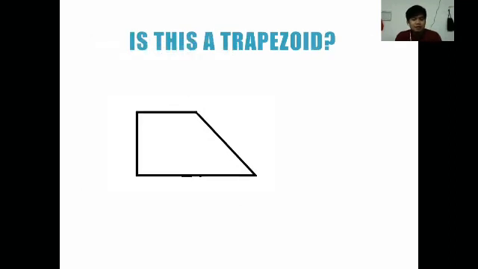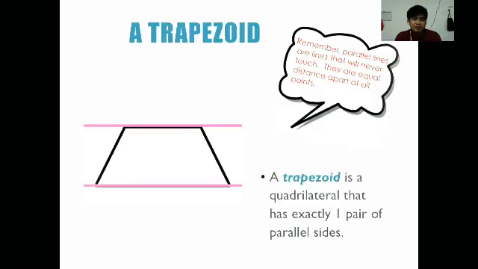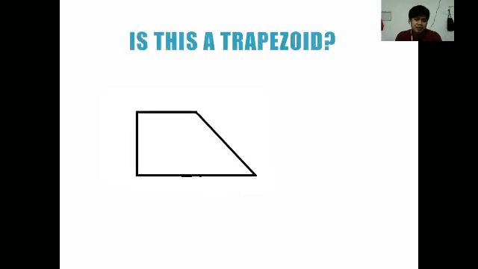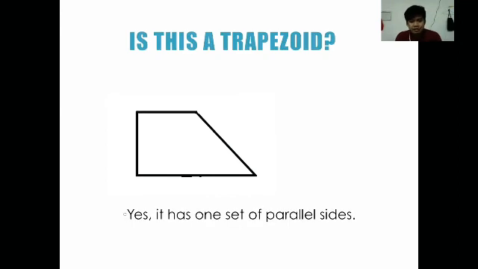Now, is this a trapezoid? If you notice, in the previous one, that was the general shape. Now, it's like our earlier example was just divided. The question is, is this a trapezoid? The answer is yes. It has one set of parallel sides. As long as there is one pair of parallel sides, it's a trapezoid.